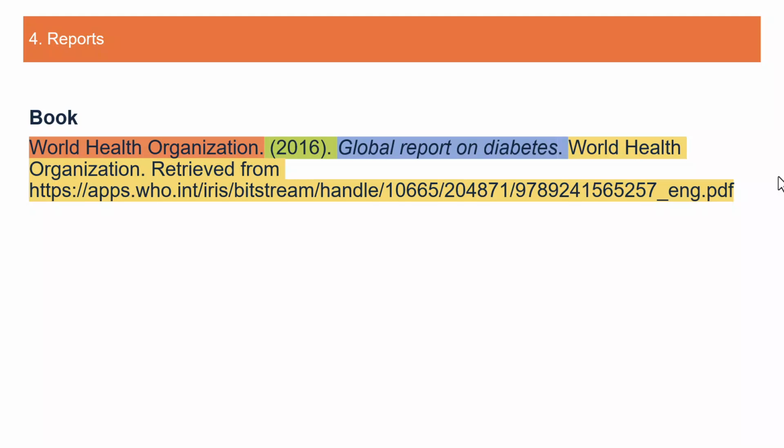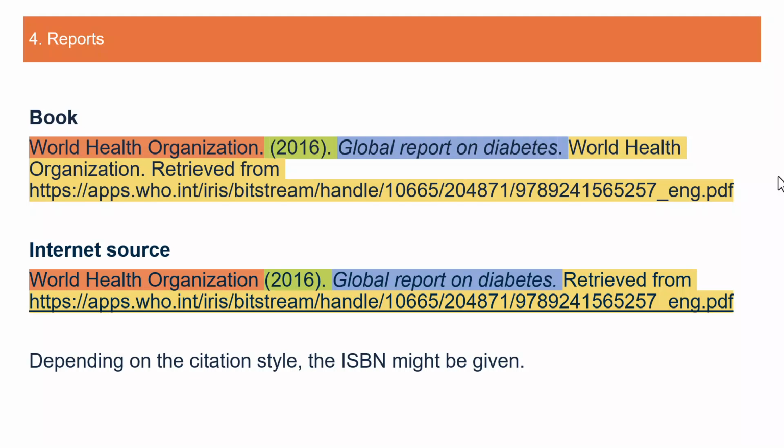And if you didn't have an ISBN here, so we didn't know it was a book, we would just cite it like a regular internet source, and then we would just have the WHO as the organization, the year, the title, and the URL where we retrieved the source from. Depending on the citation style, you might also have to give the ISBN if there is one given, but it depends on the style whether you give the ISBN or not.